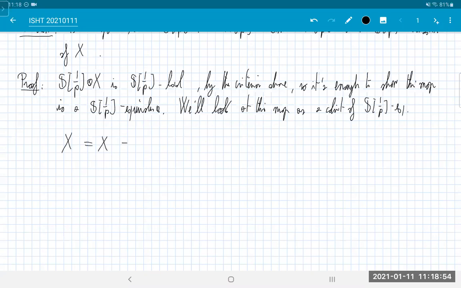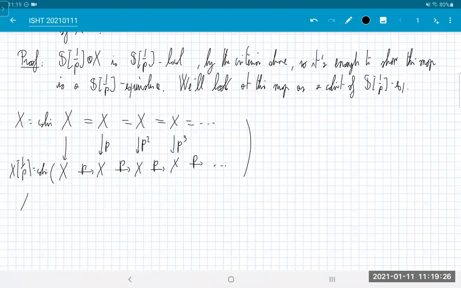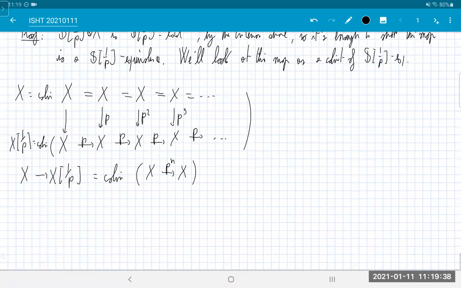So X is going to be the colimit of just the constant diagram at X. But X[1/p], remember, so that X is the colimit of this map, multiplication by p. And so in order to make the diagram commute, I have to add multiplication by bigger and bigger powers of p. This map is the colimit of the maps multiplication by p to the n. So we're going to show that these are S[1/p]-equivalences.